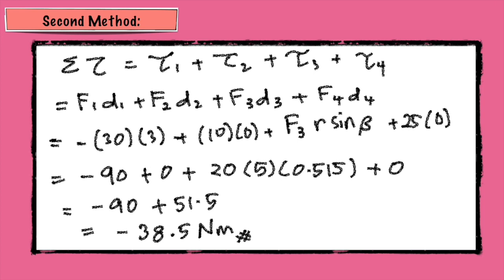plus F3, D3. D3 is equal to R sine beta, plus F4 is 25, D4 is 0 because F4 and D4 are parallel. Okay, substitute the values. For torque 1, negative 90 plus 0 plus F3 is 20, R given 5, sine beta as calculated is 0.515, plus 0. Total up, we will get the same answer as before, which is negative 38.5 Newton meter.